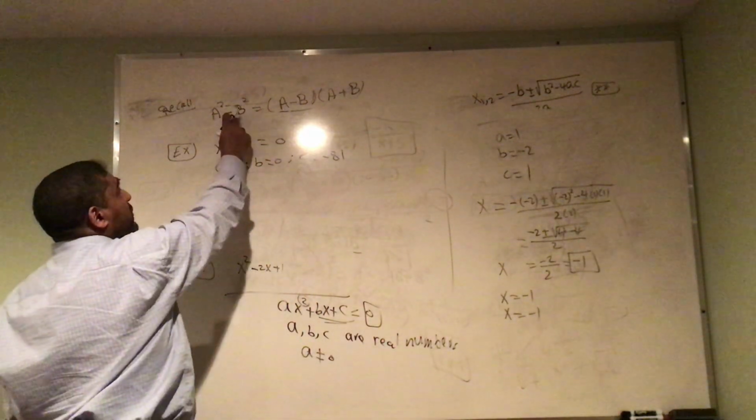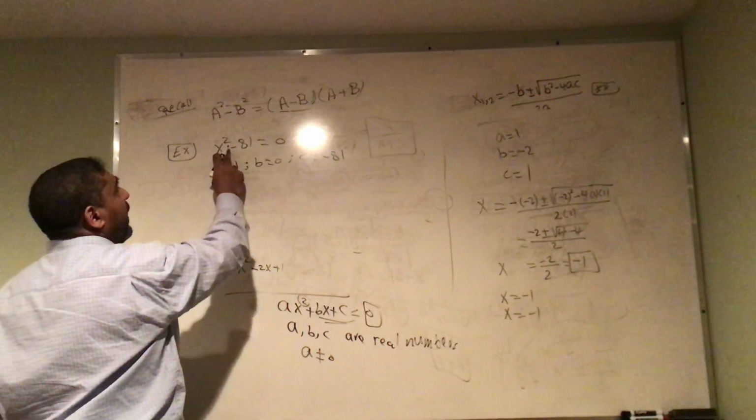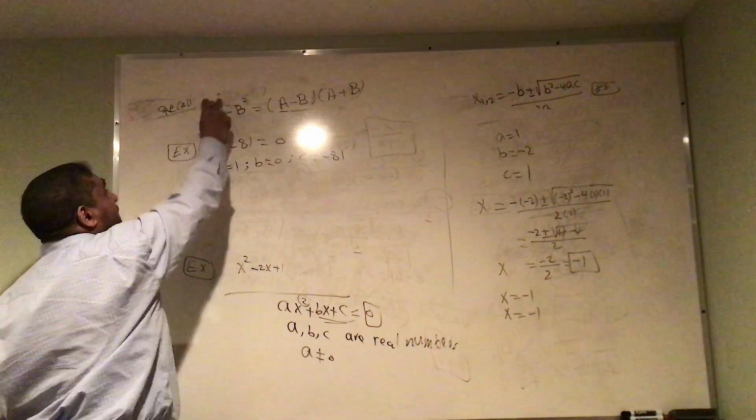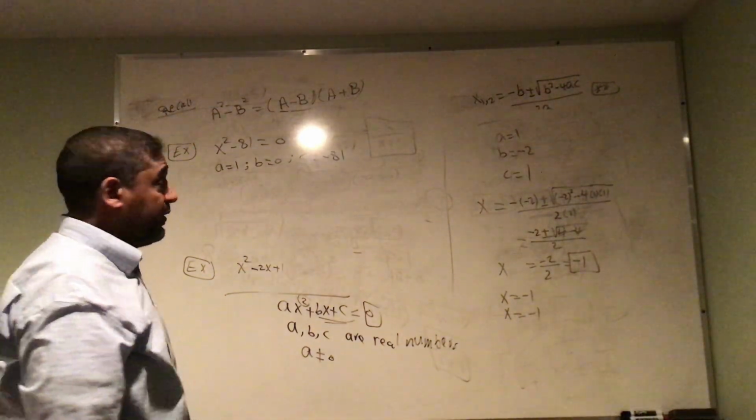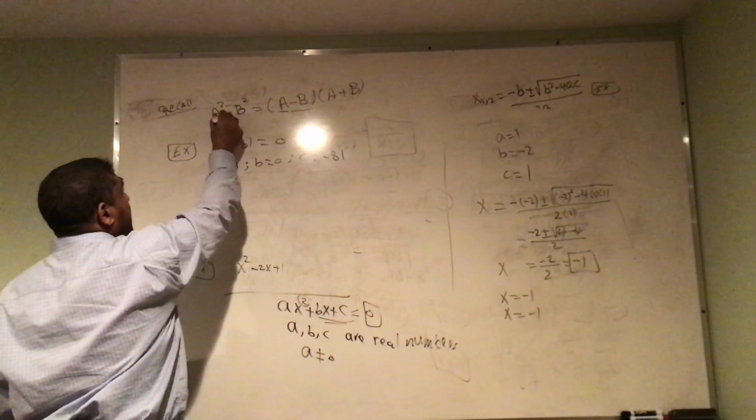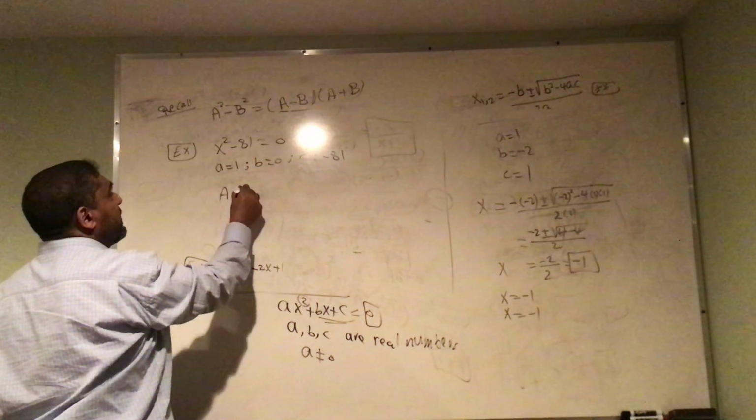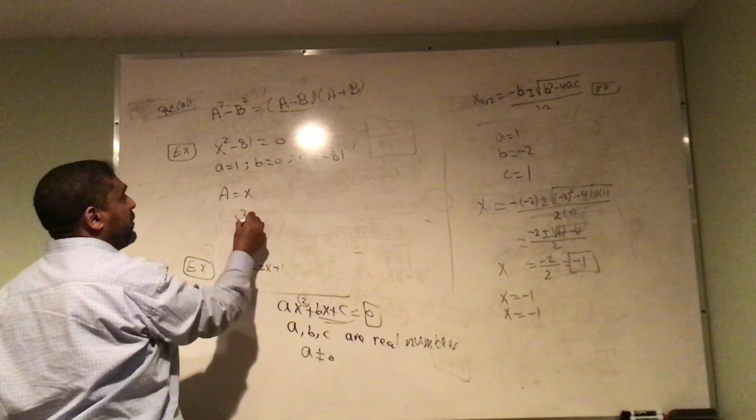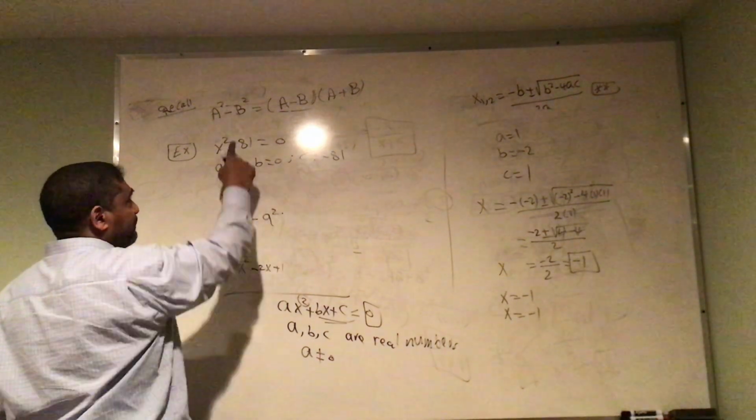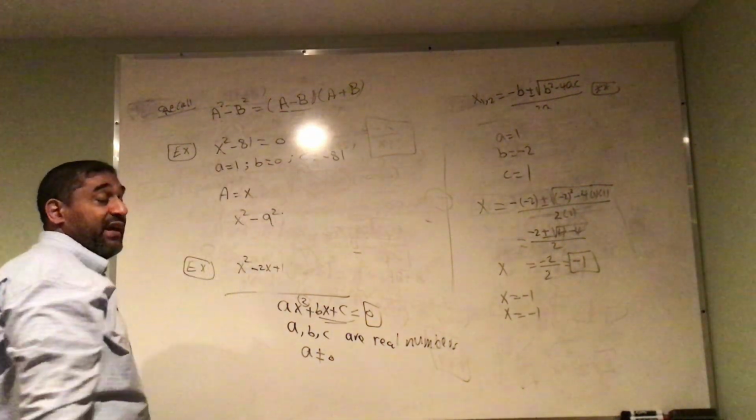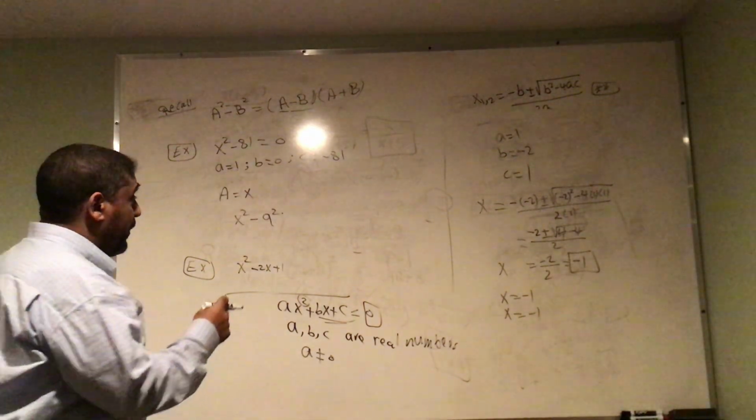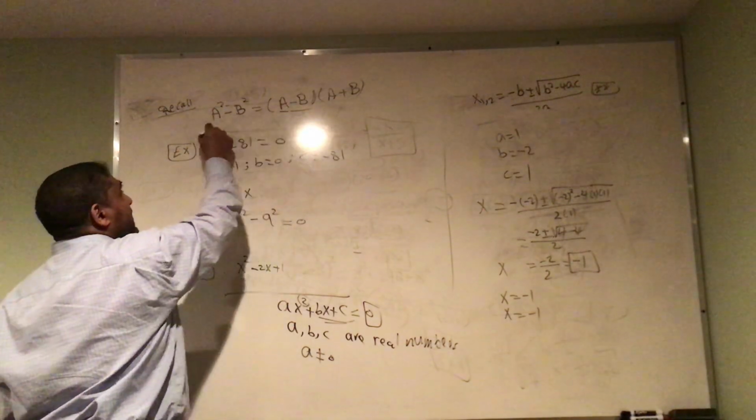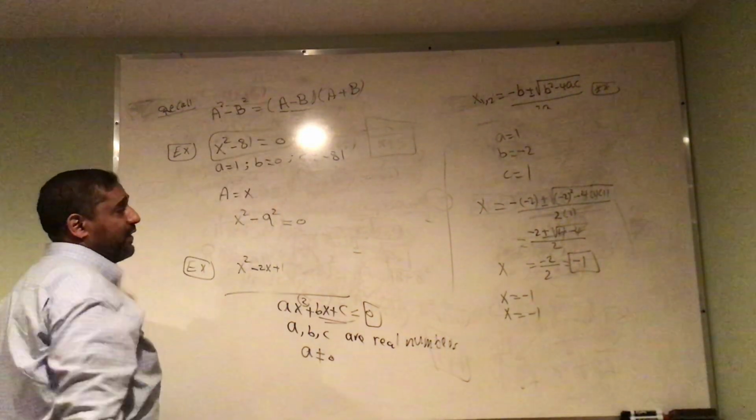But another way, I'm going to use this formula. When I compare x squared with a squared, what is your a? Your a is just x. Now, what is your b squared? You have to write x squared minus something squared. I rewrite 81 as something squared, which is 9 squared. So I write x squared minus 9 squared equals 0. That is the problem I need to solve for x.